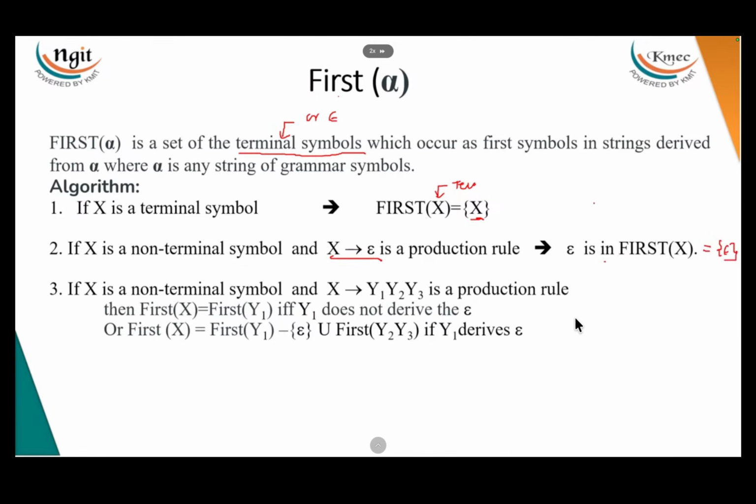Let me just write down examples. For example, first of A is A only because A is a terminal. For example, T tends to epsilon. Then you write first of T. As T is a non-terminal having epsilon, you can take it. Then go for the third one.